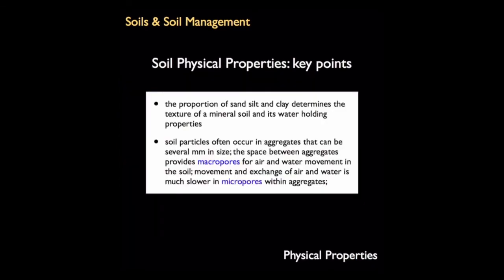Now, the key points about soil physical properties can be summarized thus. The proportion of sand, silt, and clay determines the texture of a mineral soil and its water-holding properties. Soil particles often occur in aggregates that can be several millimeters in size. The space between the aggregates provides macropores for air and water movement in the soil. Movement and exchange of air and water is much slower in micropores within aggregates.